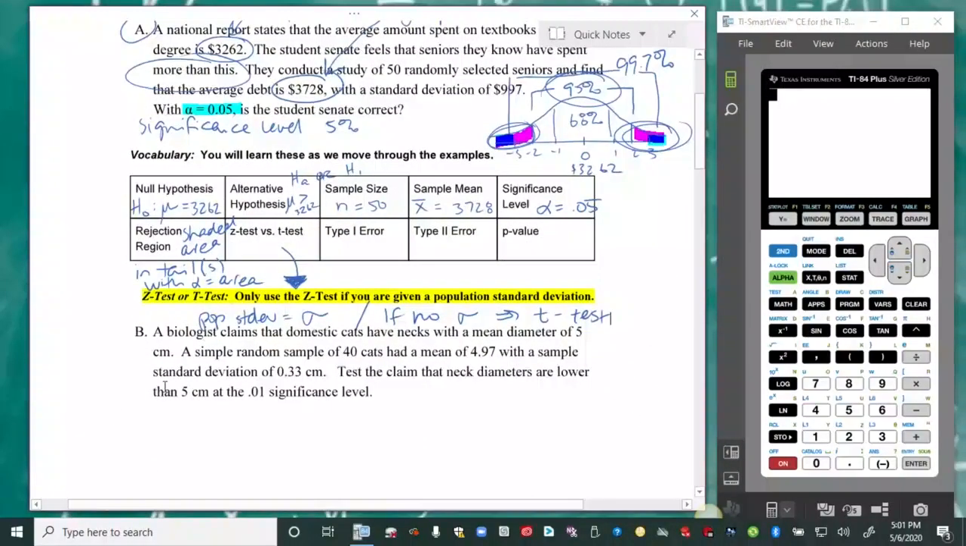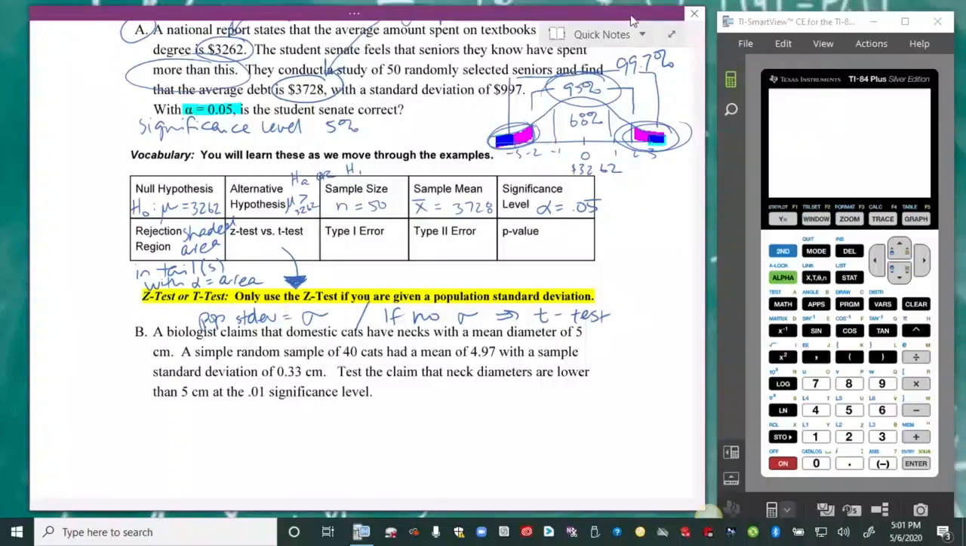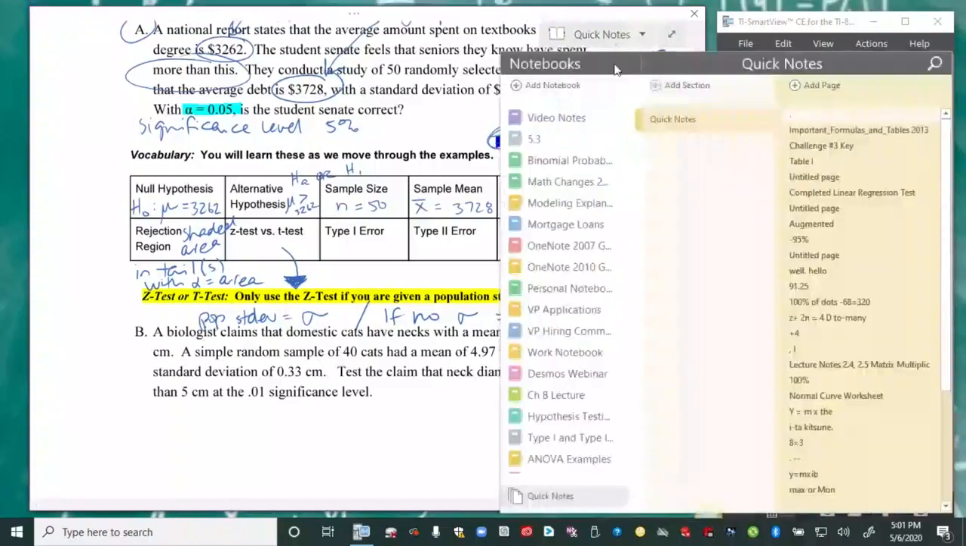I want to move on here to example B. In example B, we have a biologist who claims that domestic cats have necks with a mean diameter of 5 centimeters. A random sample of 40 cats reveals a mean of 4.97, close, but a little bit less. And we're given a sample standard deviation of 0.33. Test the claim that the neck diameters are lower than 5, and we're going to test the claim at the 0.01 significance level.